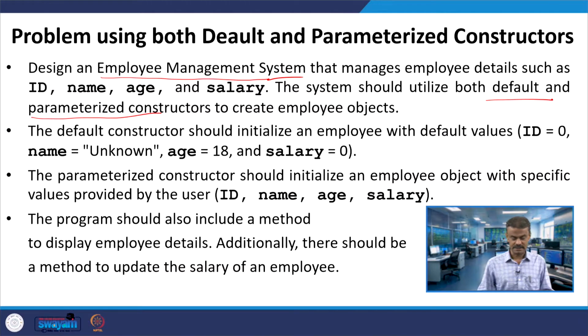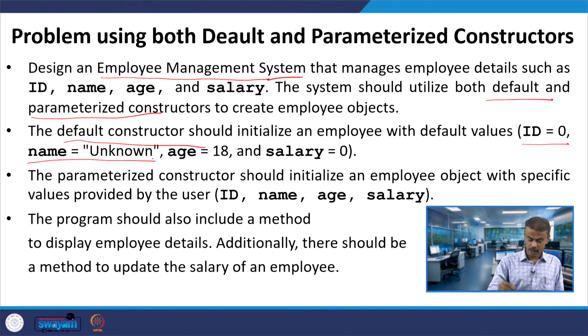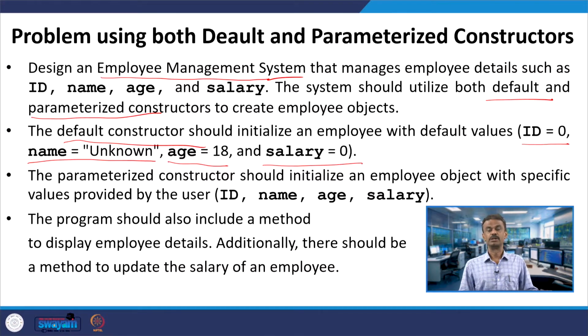How are we splitting this? The default constructor should initialize the employee with the values: ID is 0, name is unknown, age is 18, and salary is 0. And then the parameterized constructor should initialize another employee object, let us say E2, with the specific values given by the user for ID, name, age and salary.